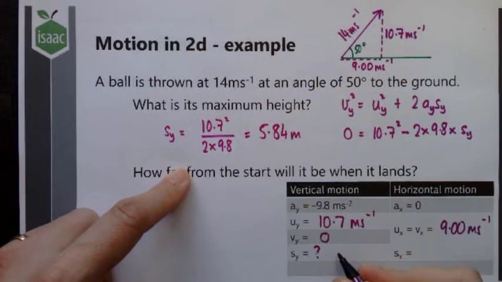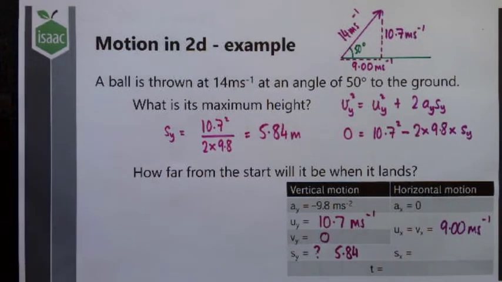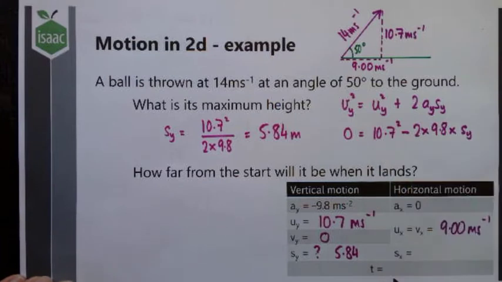And that means I can put my answer in here, 5.84 meters. It then asks how far from the start it will be when it lands. Well, I'm afraid I'm going to use a little trick here. I'm going to work out the time it took to get to its maximum height. So I'm actually going to work out the time for this part of the motion.